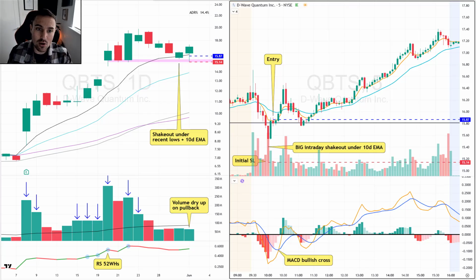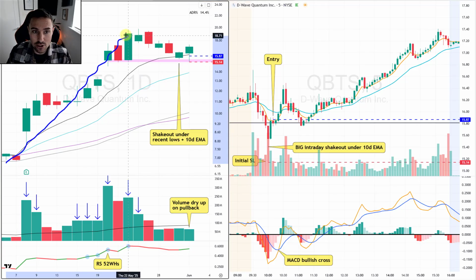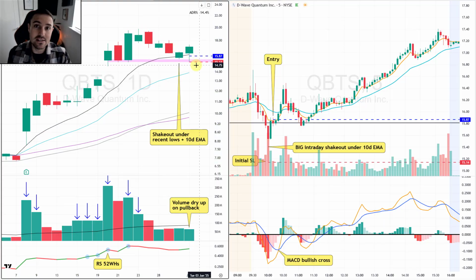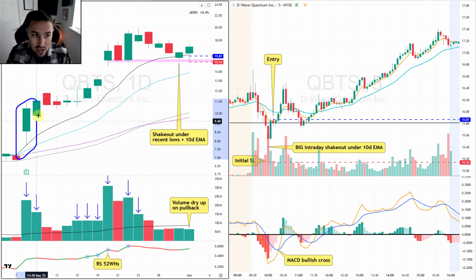So let me start taking you through the trade from a daily chart, and then we'll go tactical onto the 5-minute chart. On the daily chart, we can see that QBTS here is in the context of a very strong uptrend, pulling back to the 10-day EMA in a potential high tight flag formation that's developing here. We can also see a very positive earnings reaction.